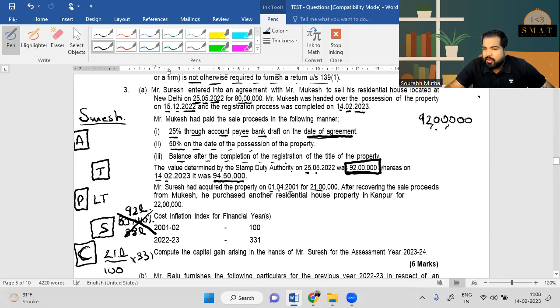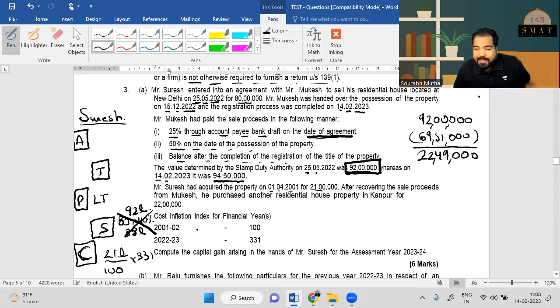There are no expenses on transfer. So you'll have to straight do indexed cost of acquisition, 21 lakh divided by 100 into 331, which is basically 69 lakh 51,000. 92 lakh minus that is basically 22 lakh 49,000. This was the long-term capital gain.